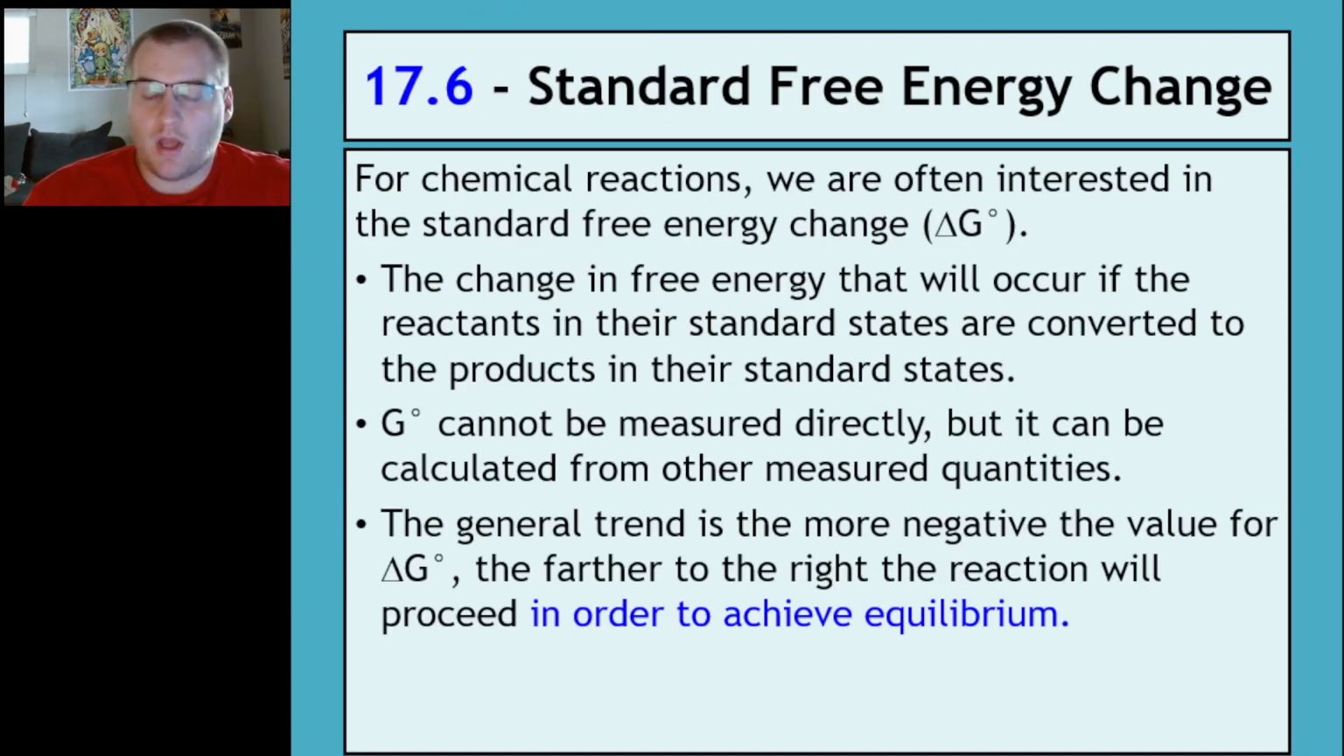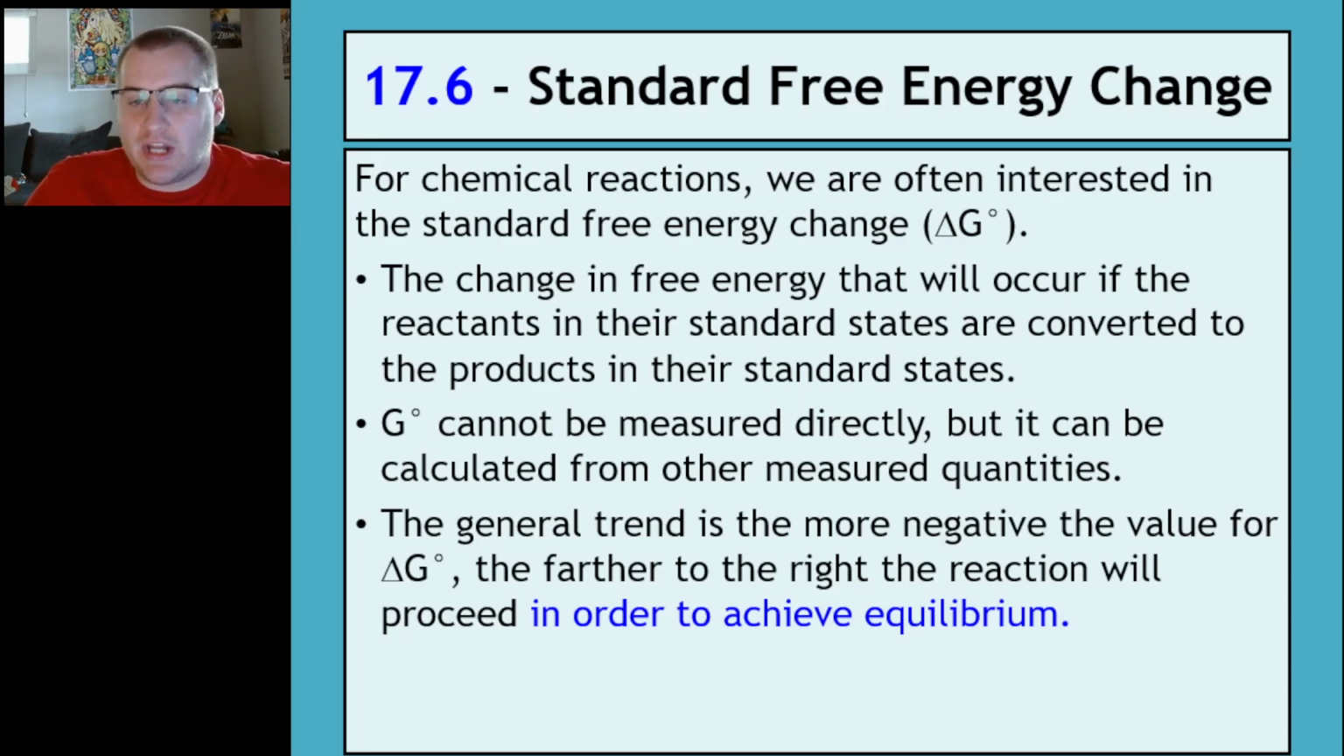Okay. For chemical reactions, we're often interested in the standard free energy change. So I said standard, that's what the little circle means. It just means temperature and pressure aren't changing. Free energy change is the G. The change in free energy that will occur if the reactants in their standard states are converted to the products in their standard states.